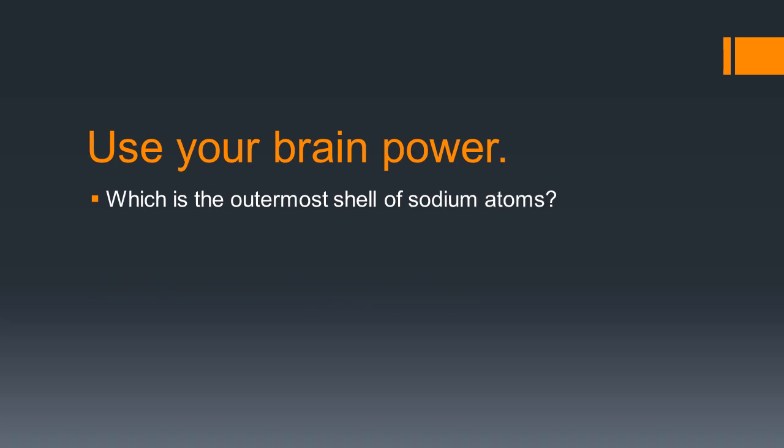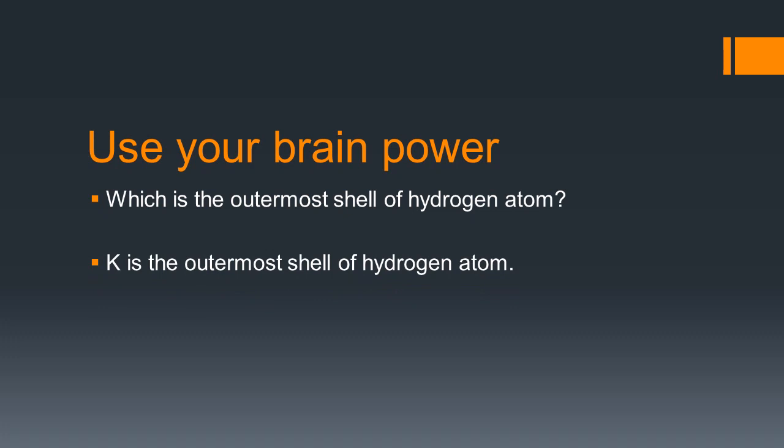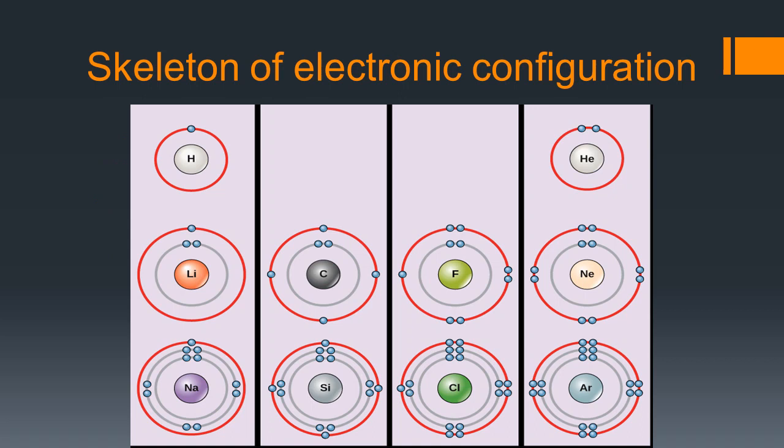Which is the outermost shell of a sodium atom? M is the outermost shell of the sodium atom, in which it contains only 1 electron. Which is the outermost shell of a hydrogen atom? Students, K is the outermost shell of the hydrogen atom, as the atomic number of hydrogen is 1, so it will have only 1 electron in its outermost K shell.